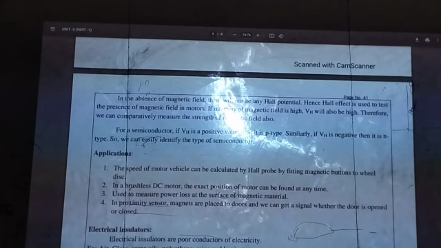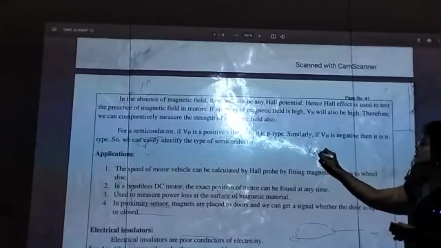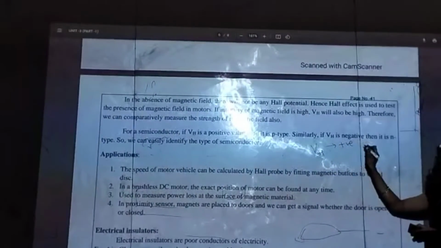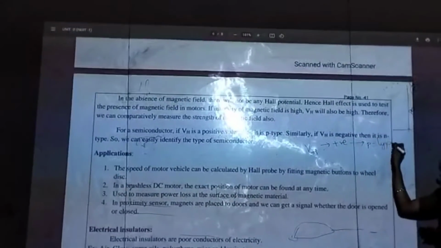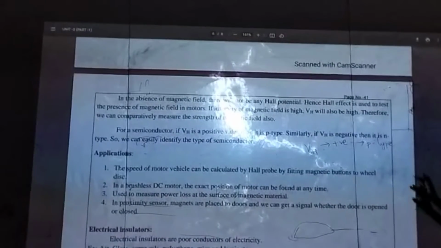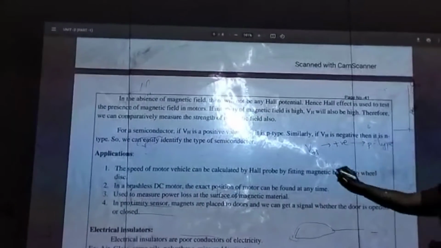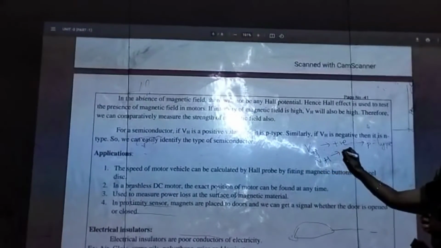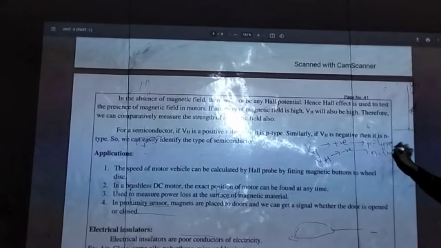Now, if my Hall voltage is positive, then it is a P-type semiconductor. Understood? If my Hall voltage is positive, then it is a P-type semiconductor. Next, if my Hall voltage is negative, it is an N-type semiconductor.